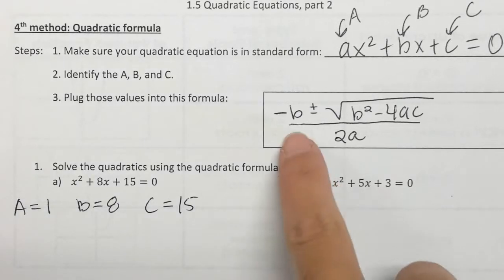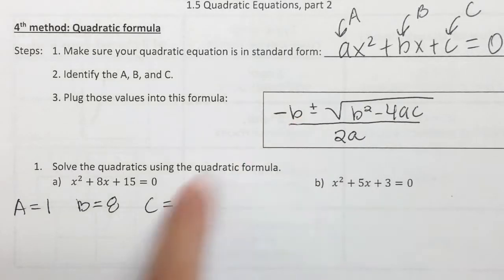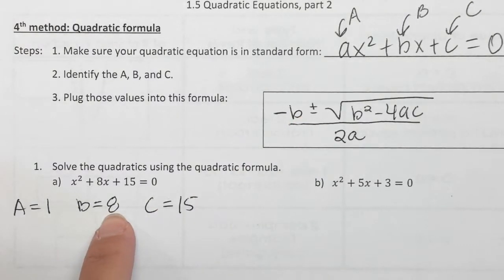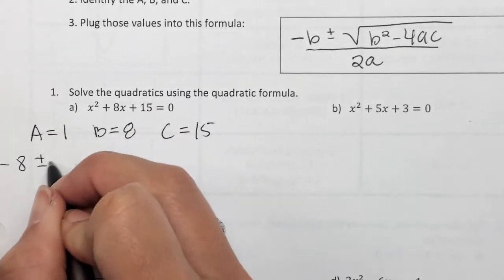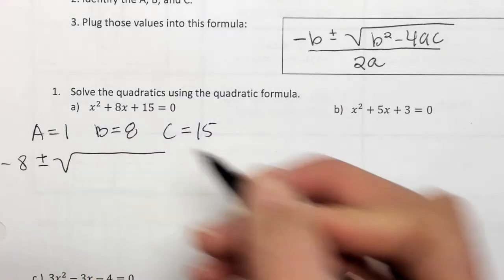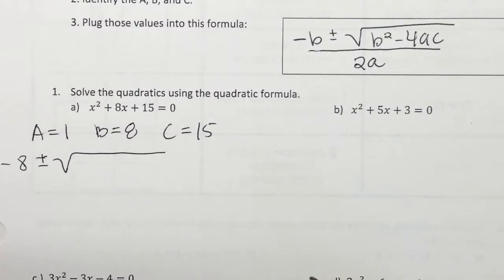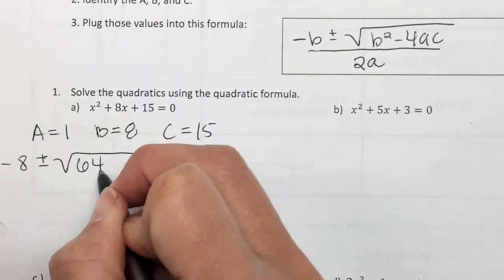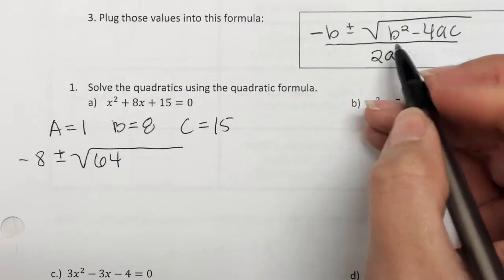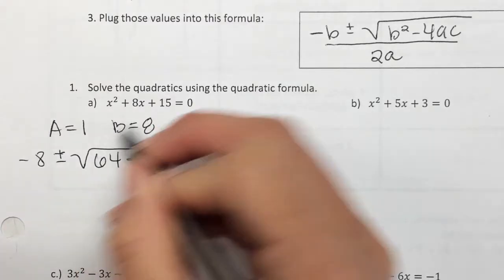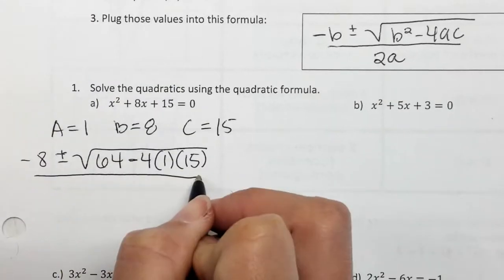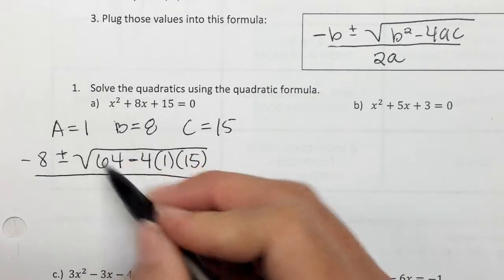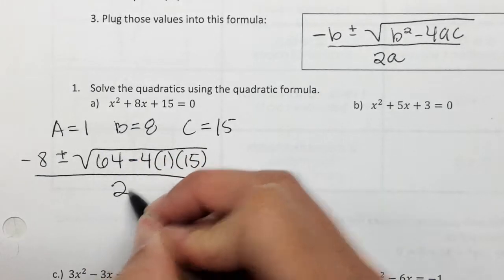And now all you're going to do is, instead of writing negative b, you just replace b with 8. Yes, Antonio? So it'd be negative 8 plus or minus square root. And then I won't write 8 squared. We can just fill that in with what? 64. Good. So 64, that was b squared, minus 4 times a, which is 1, times c, which is 15, all over 2 times a. And 2 times a in this case will just be what? 2.